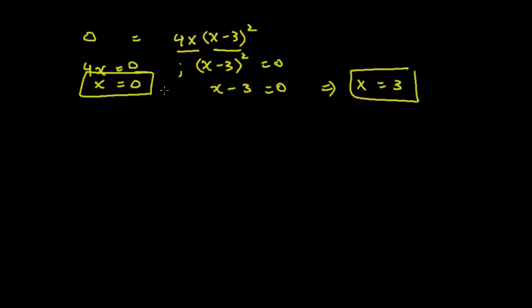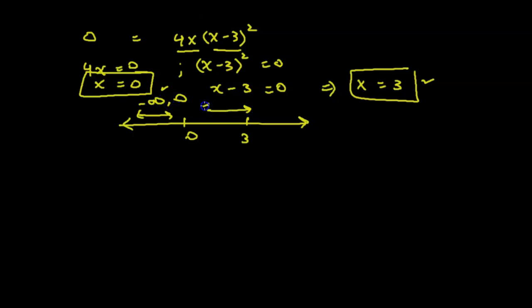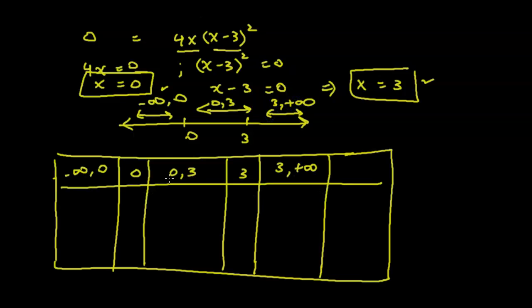As we know, critical numbers are the numbers where the derivative changes sign. Therefore, we will be using these critical numbers to make the interval table. We can first place the critical numbers on the number line to decide on the intervals. So the first interval is negative infinity to 0, next is 0 to 3, and next is 3 to positive infinity. When we put this in the table, this is how it looks.